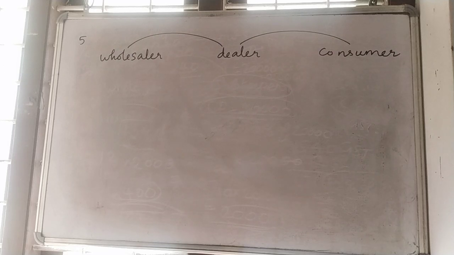A dealer buys an article for rupees 6,000 from a wholesaler. The dealer sells the article to a consumer at 15% profit. If the sales are intra-state and the rate of GST is 18%, find: first, input CGST and input SGST paid by the dealer. Second, output CGST and output SGST collected by the dealer. Third, the net CGST and SGST paid by the dealer. Fourth, the total amount paid by the consumer.